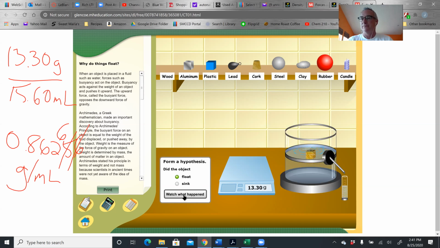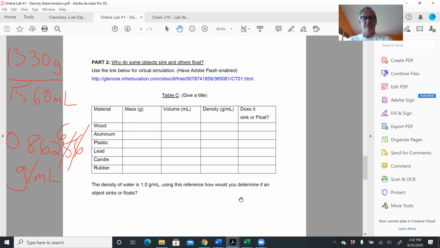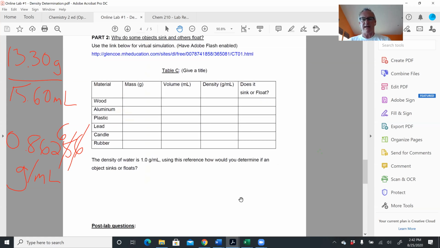Watch what happened. So you do each of those, and then you measure the density. Make sure you get the proper amount of significant digits. Obviously, that's super, super important. And then I think it asks you to record mass, volume, density. And then remember, are we going to do each of these once?